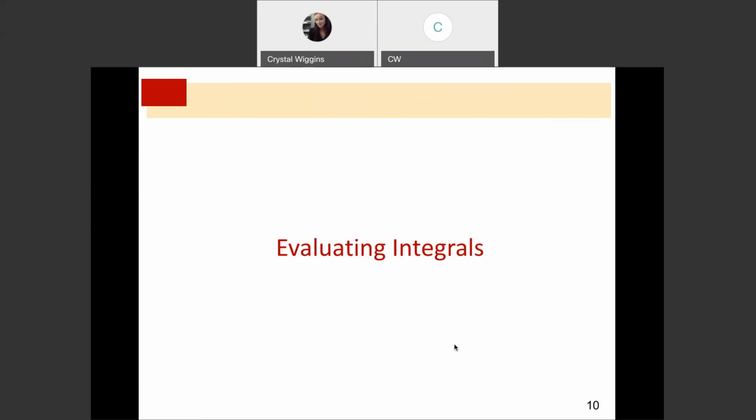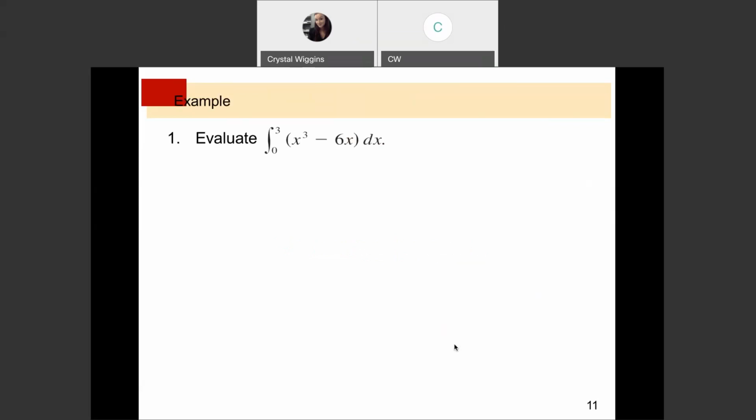Now, this is going to use a combination of our antiderivative section 4.8 from last week and some new parameters that we have to add in. So for our very first one, let's evaluate the integral from 0 to 3 of x cubed minus 6x dx. Now we are applying our idea of the rectangles to integration. So let's do this one out.